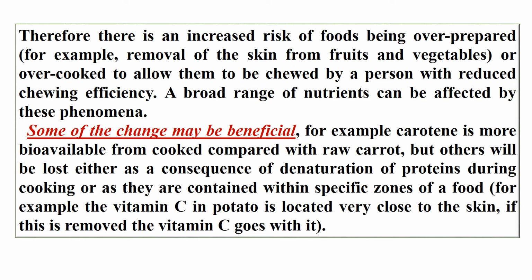Therefore, there is an increased risk of foods being over-prepared, for example, removal of the skin from fruits and vegetables, or overcooked to allow them to be chewed by a person with reduced chewing efficiency. A broad range of nutrients can be affected by these phenomena. Some of the change may be beneficial. For example, carotene is more bioavailable from cooked compared with raw carrot, but others will be lost, either as a consequence of denaturation of proteins during cooking or as they are contained within specific zones of a food. For example, the vitamin C in potato is located very close to the skin. If this is removed, the vitamin C goes with it.